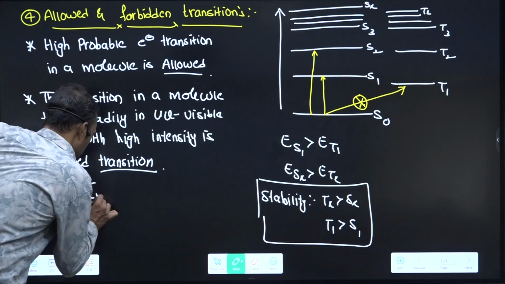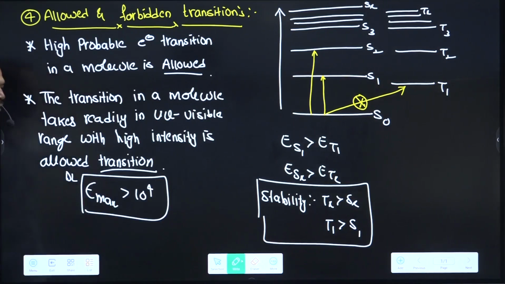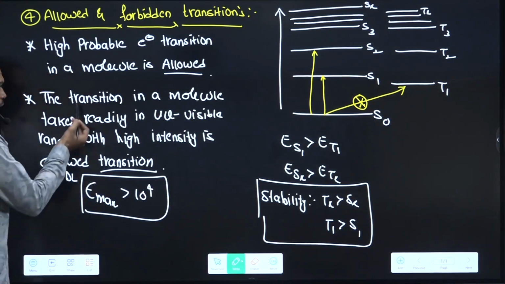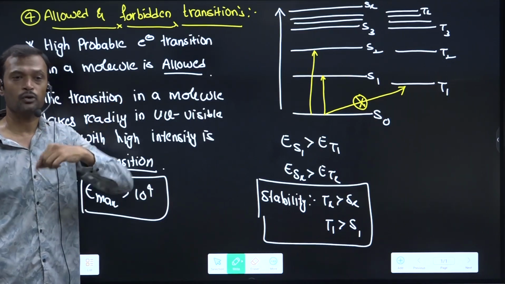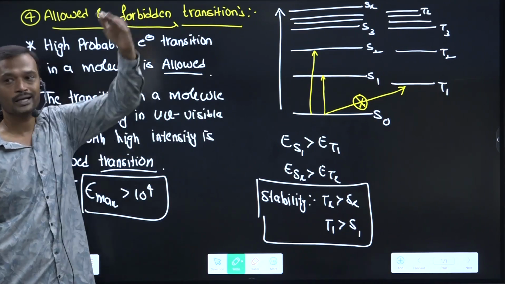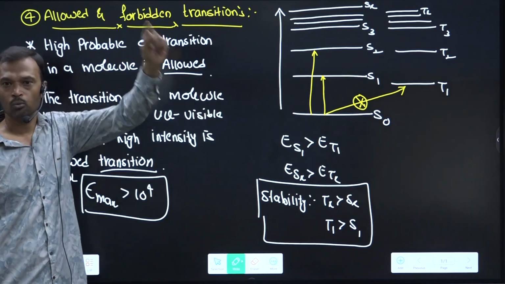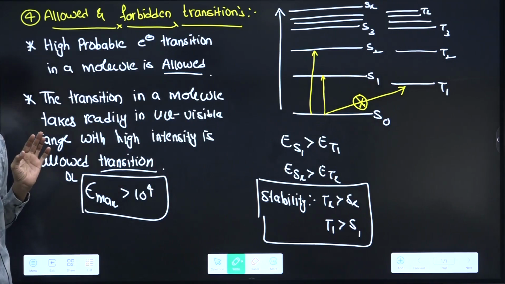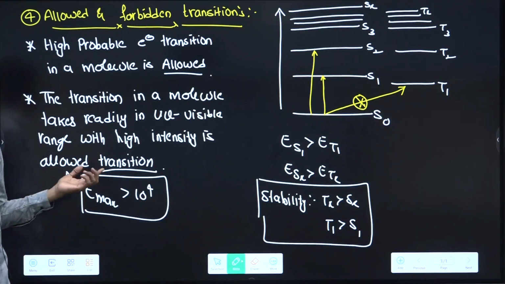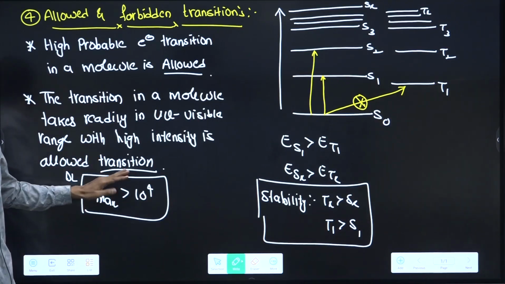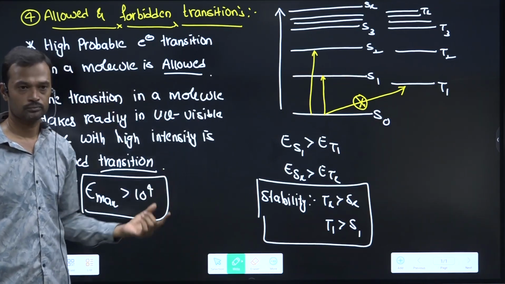Whichever is allowed, its absorption maximum is 10 to the power of 4. This question was given in the DL exam. What is the meaning of allowed transition? Allowed means it is a kind of transition in a molecule which will take place very fast, which will not take any time, which will take place in a short time, and it will give more intensity. That is the meaning of allowed. Allowed is nothing but a highly possible transition. Everyone will respond, but whichever transition responds very fast every time, that is called allowed.